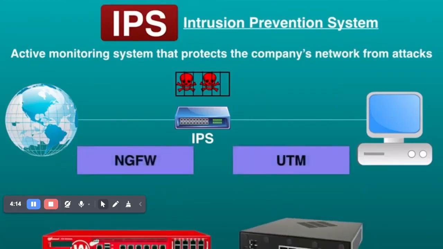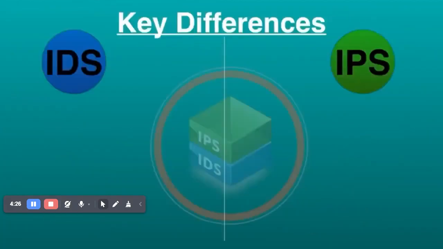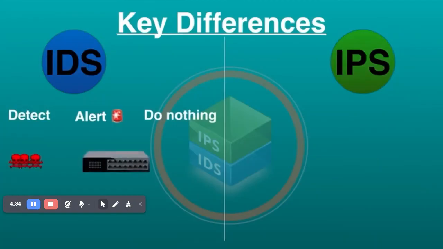Unified Threat Management technology combines the functionality of both IPS and IDS into a single device. Now, what are the key differences? IDS is designed to detect a potential threat, create an alert, and do nothing to prevent the attack from occurring. That leaves a window for an attacker to cause damage to a target system.